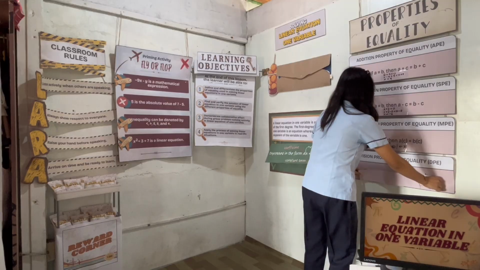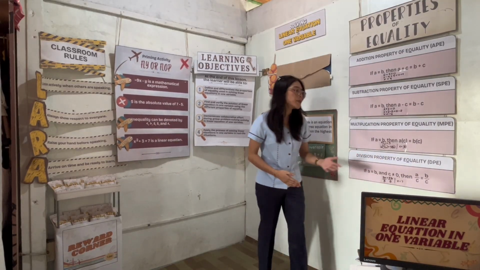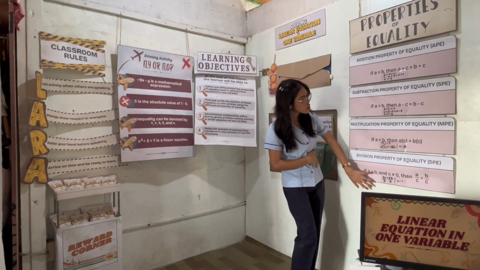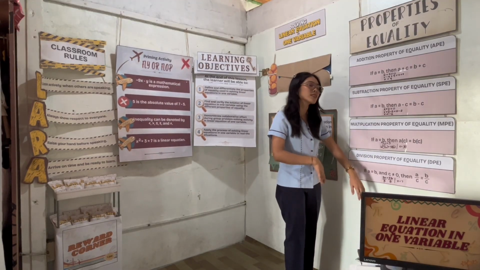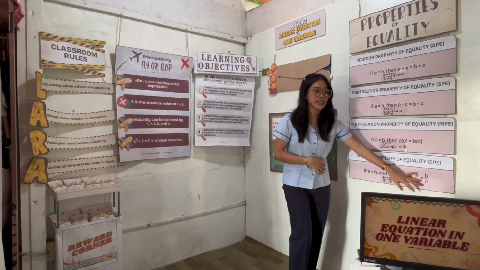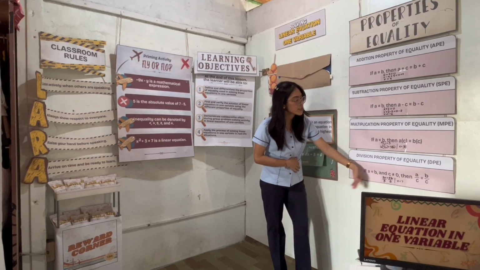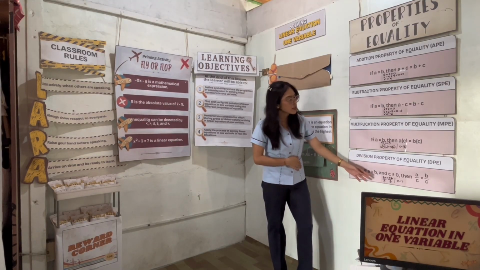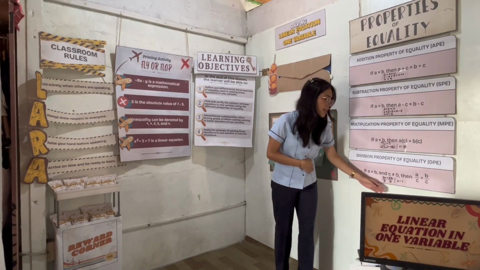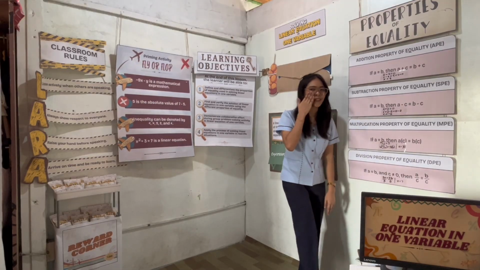It is easy, right? Now, the last property of equality is the division property of equality, or the DPE. It says that if A is equal to B, given that C is not equal to 0, then A divided by C is equal to B divided by C. For example, we have here 8x is equal to 56. We will use DPE, or we will divide the coefficient on both sides of the equation, and it will give us the answer of x is equal to 7.